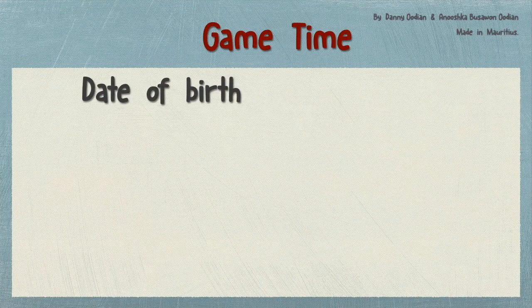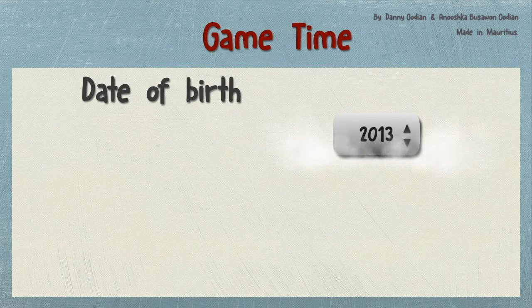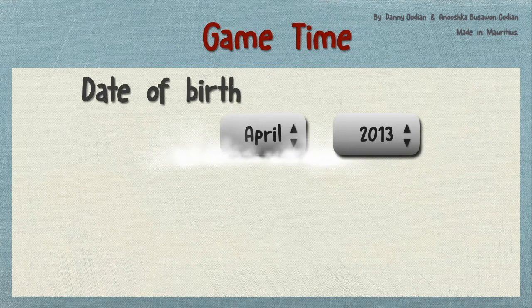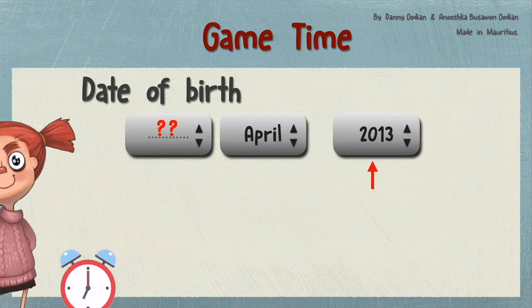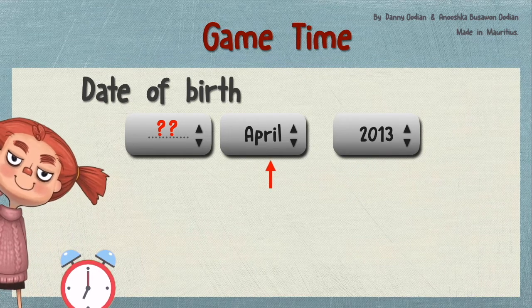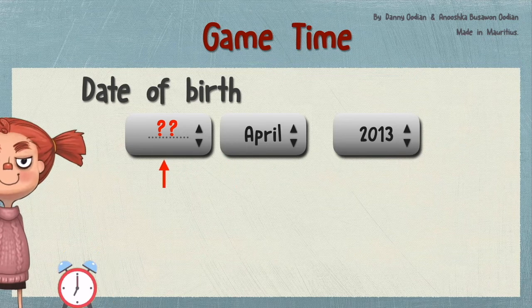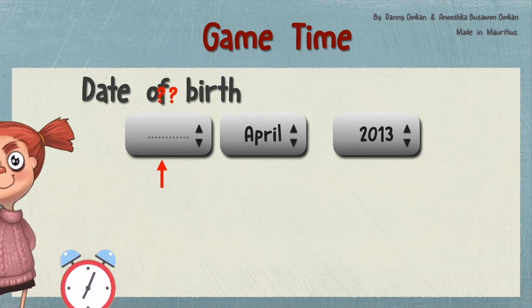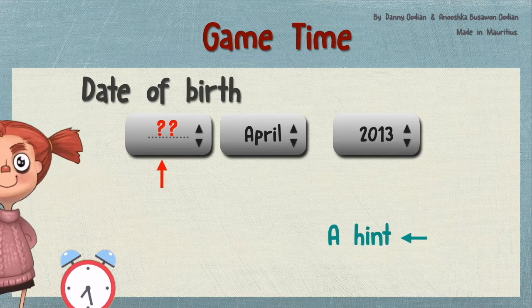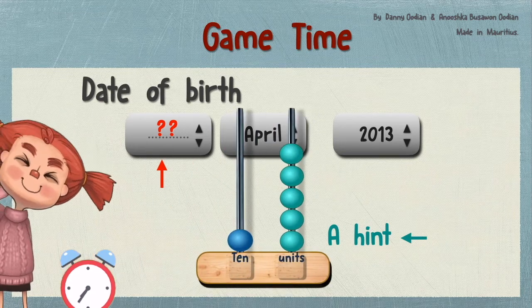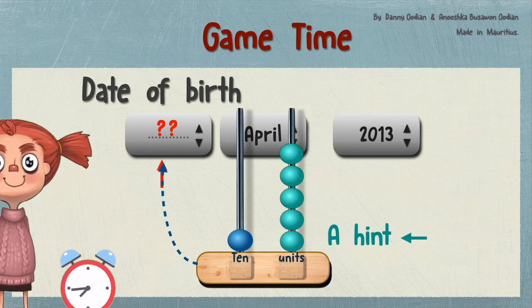Game time now, children. Here is Rosie's date of birth. However, the date is missing. You will have to guess the date of birth. I will give you a hint. Work out the numbers onto this abacus and you will get the answer.